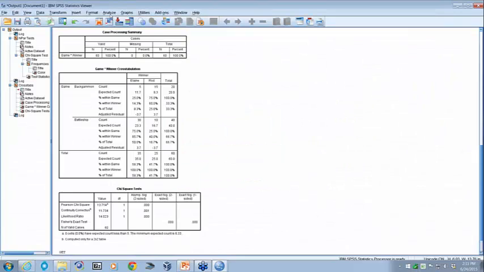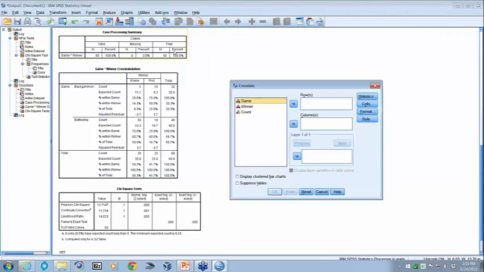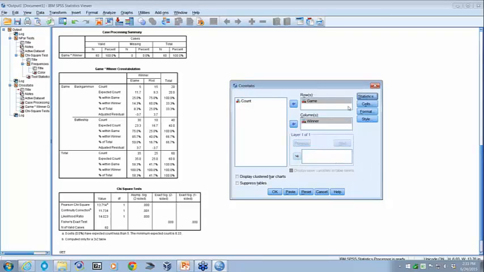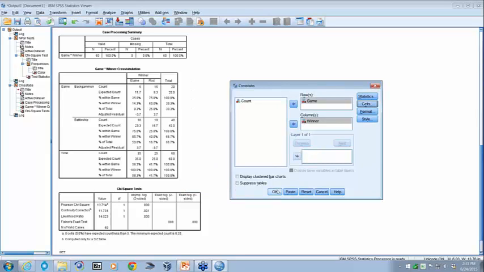Okay, so we're going to go into Analyze. We're going to go right back in here. I'm going to put in game as the row and winner as the column. And there's Statistics there. We'll ask for the chi-square, why not? And everything else we're going to have the same. Let's make sure. Go ahead and put these in. And that. Okay.